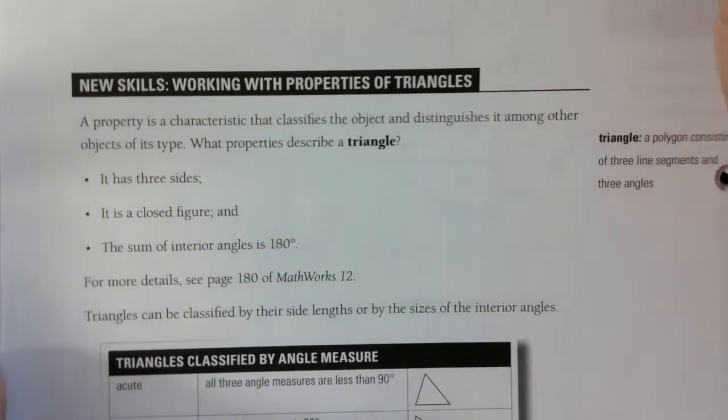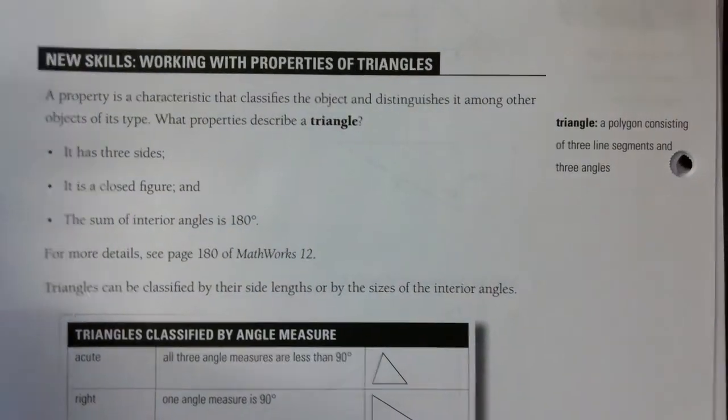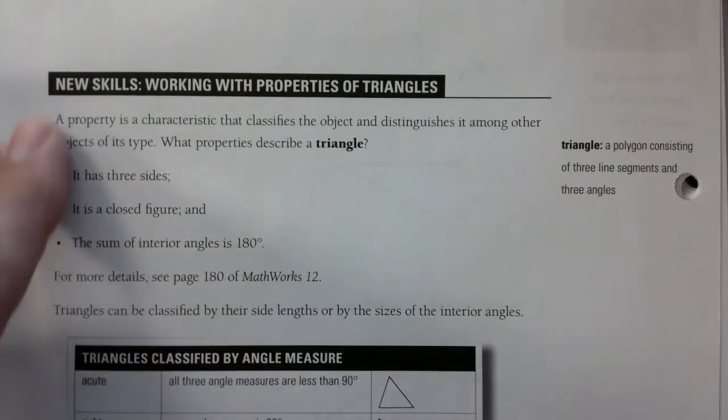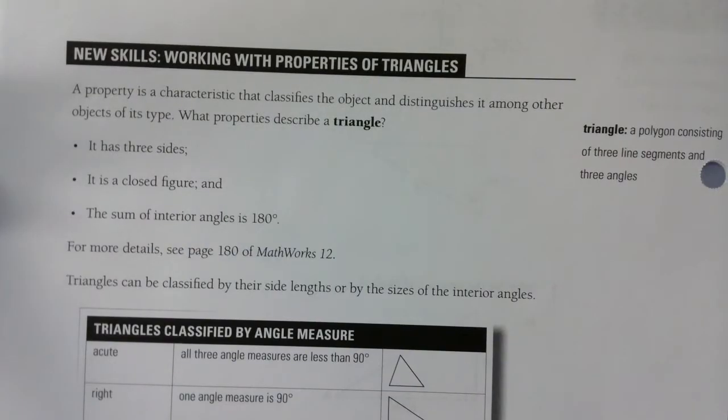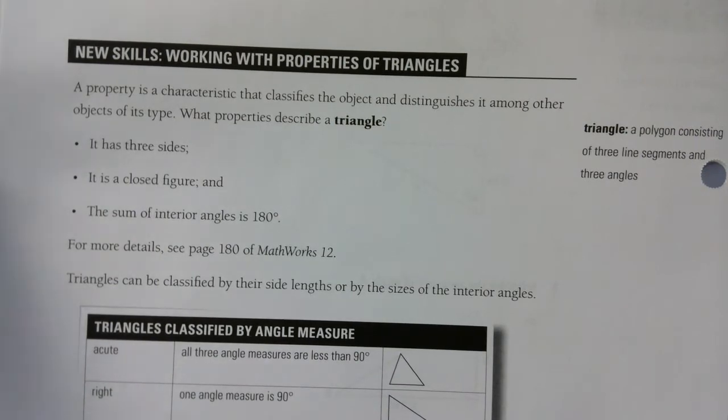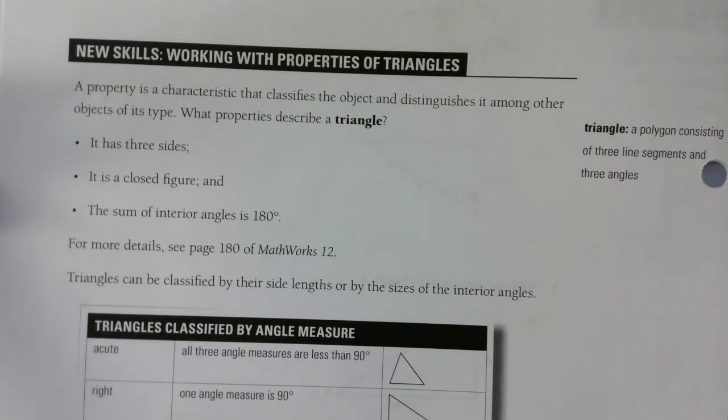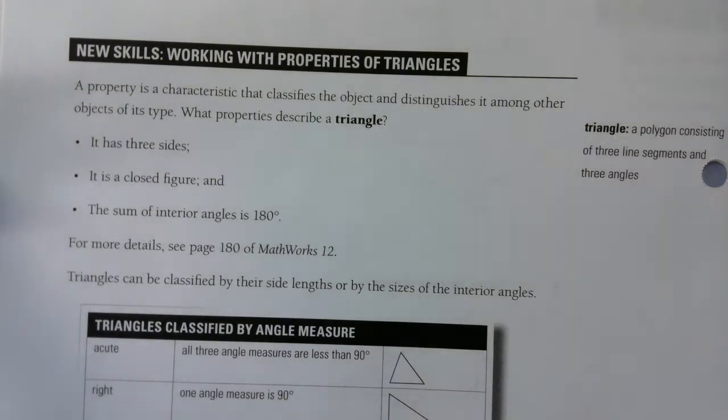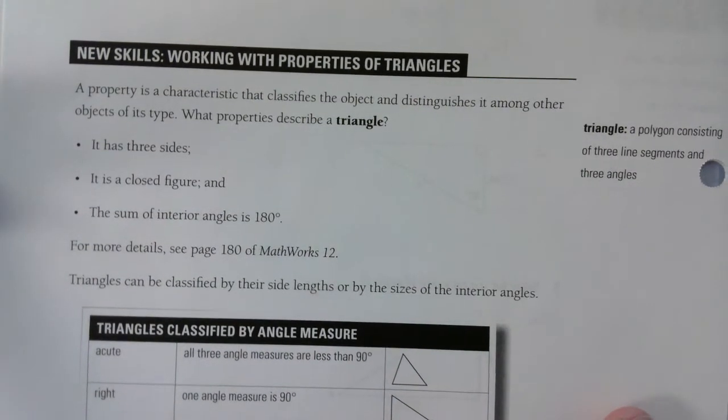We're gonna skip a bunch of pages because I know you know how to solve. So we're gonna go to 179. It says working with properties of triangles, and I want you to add classifying triangles at the top of this.